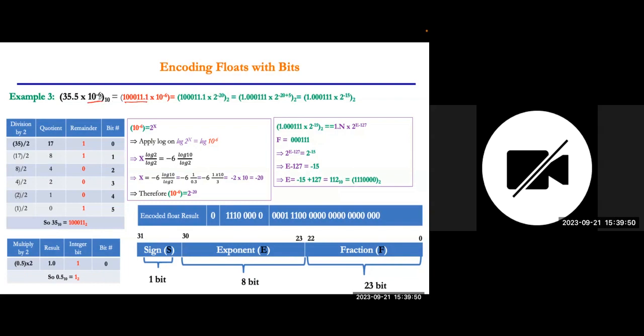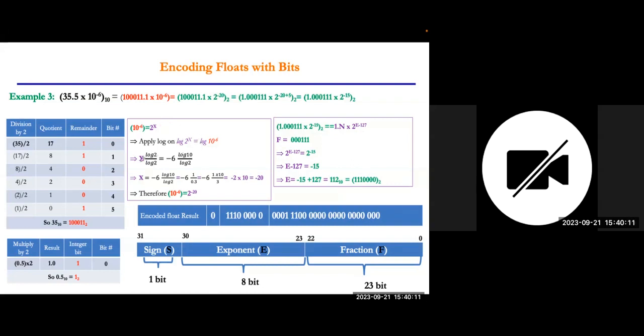Now we have 10 to the power of minus 6. We need to convert this into its binary equivalent. So in binary equivalent, do the same procedure. 10 to the power of minus 6 is equal to 2 to the power of x. Suppose we need to compute x. So apply the logarithmic algorithm on both sides.